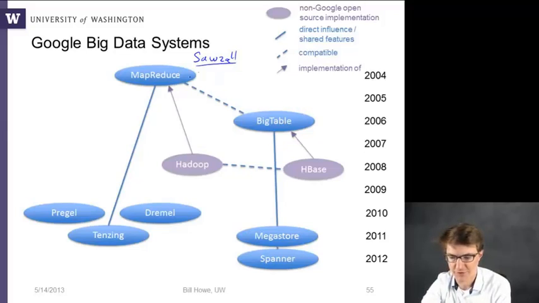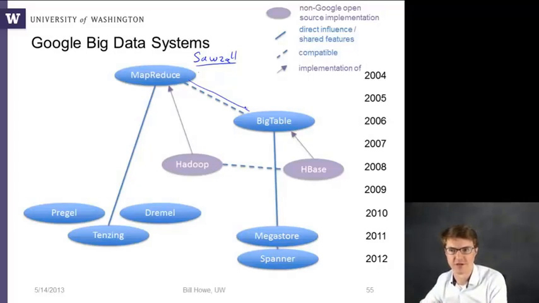And then Bigtable came a couple years later, and I drew a dotted line there representing that they're sort of compatible or designed to go together. One was MapReduce for analytics. Bigtable was for the sort of micro operations. And then both of these had, a few years later, an open source implementation in Hadoop and HBase respectively.